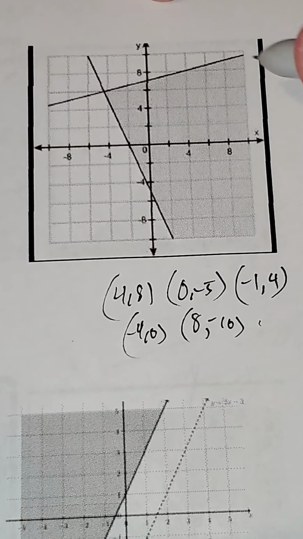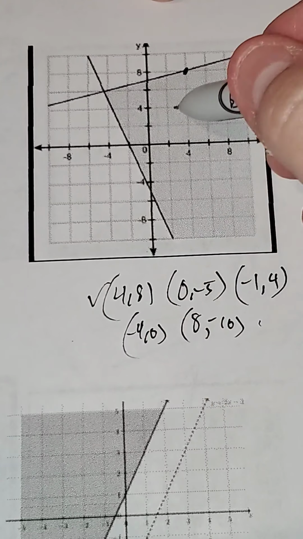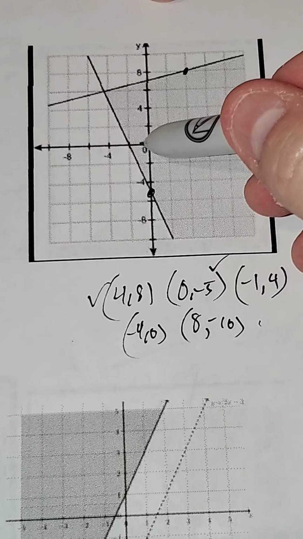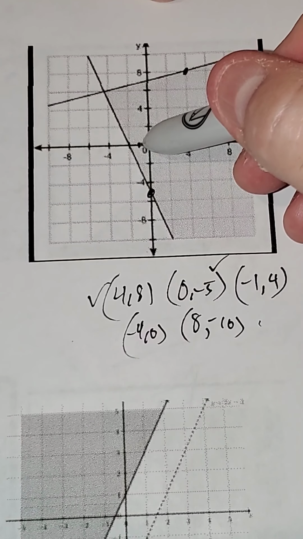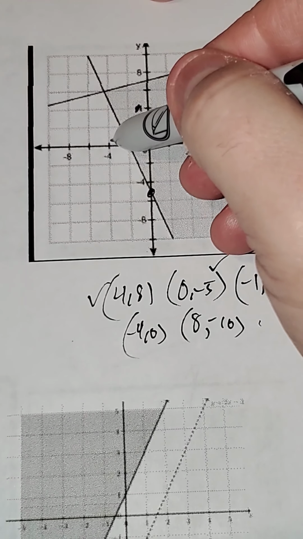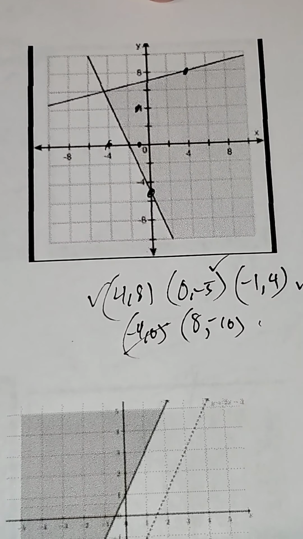Okay, here we go. (4, 8) is right here. It is on that line. That's part of the answer. (0, -5). Look at that. That's on the line. That's part of the answer. (-1, 4). Remember, these are by 2's, so (-1, 4) is right there. That's part of the answer. (-4, 0). Nah, that's not part of the answer. How about (8, -10)? Yeah, that's in the double shaded region. That's one of the answers.